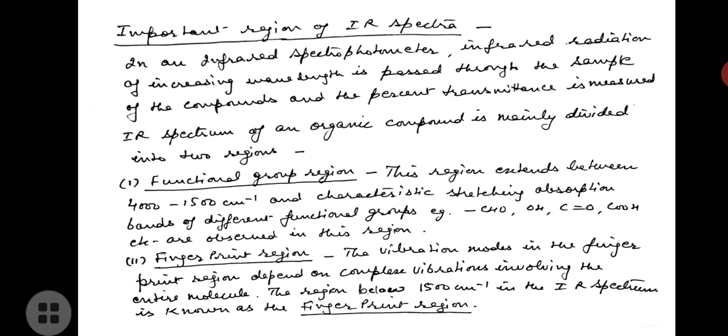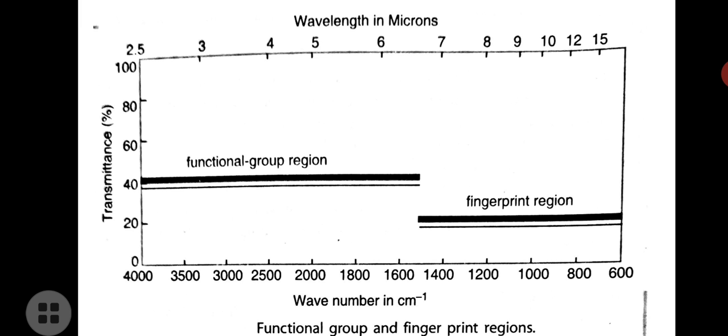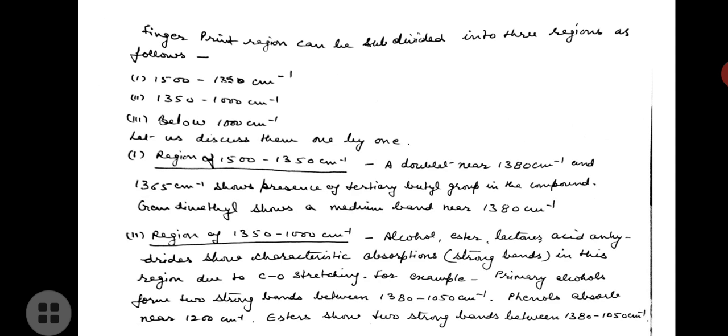The next is the fingerprint region. The region below 1500 centimeter inverse in the IR spectrum is known as the fingerprint region. So here you can see this below 1500 centimeter inverse. The vibration modes in the fingerprint region depend on complex vibrations involving the entire molecule. Now the fingerprint region is subdivided into three regions.